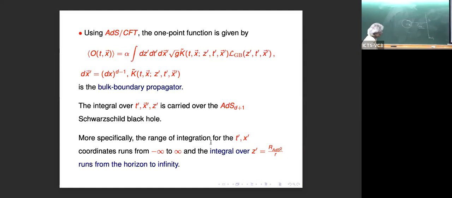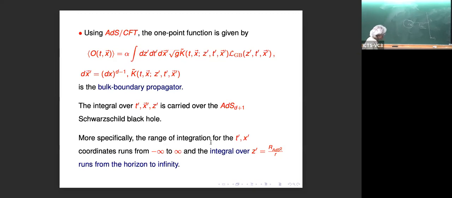So using the rules of AdS/CFT, this is the computation one has to do. We have a bulk-boundary Green's function. We fold that with this, the Gauss-Bonnet term, and do this particular integral. This is what the rules of AdS/CFT say to do.